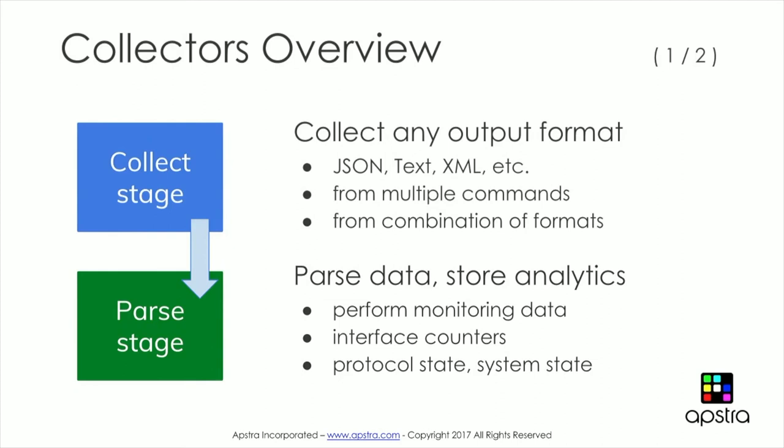So when I teach people how to write collectors for AOS, I basically break it down into three stages. I like to have these very well-defined stages because it's easier to develop, debug, and test. The first stage we'll call the collect stage, where the software that you write is running the commands to get the data out of the box. Essentially the show command, like show interface or show mroute.